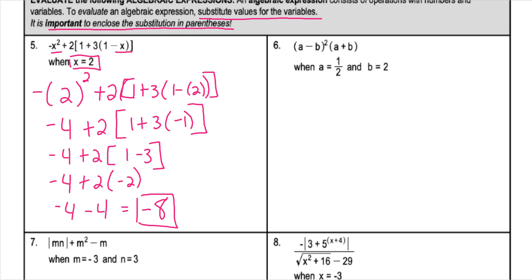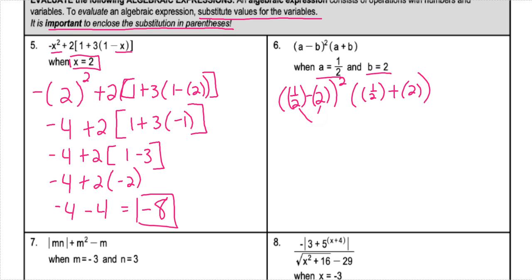Number 6, we are substituting in here an a of 1/2 and b of 2. So we're going to do 1/2 minus 2, again encasing those in parentheses to make sure we don't lose anything. That's going to be squared times 1/2 plus 2. All right, so there's all my substituting.